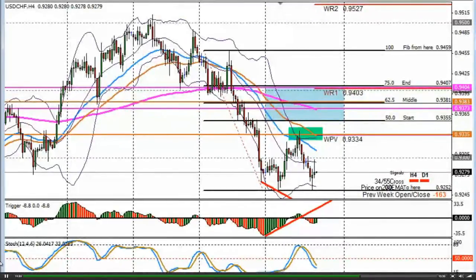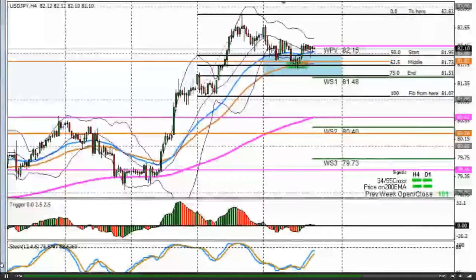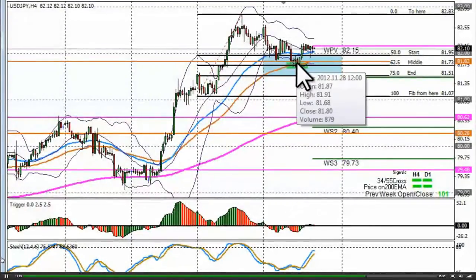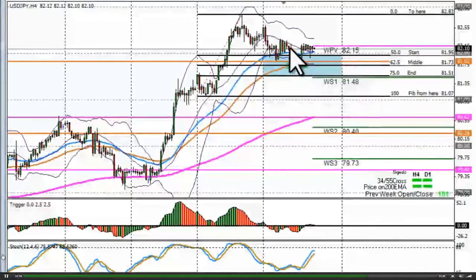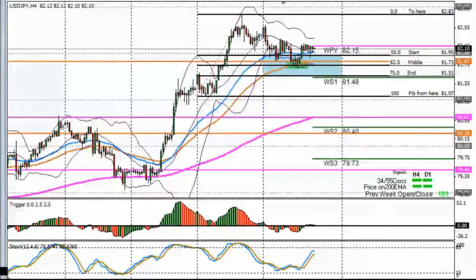US dollar JPY going nowhere slowly. We said we need to flip from the bottom to the top. Price came into the trading zone. We hit the 55 EMA. We had a little bit of a bounce. No go for me now, because now we're going nowhere slowly. We're in a tight range. 82.15 is a pivot level, and that's currently keeping price down.